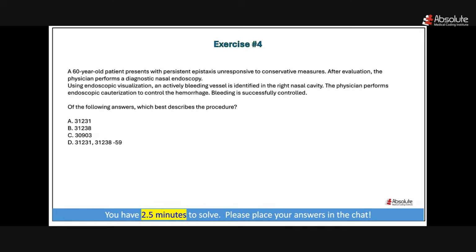Here we go. Exercise number 4. Of the following answers, which best describes the procedure? Option A 31231, option B 31238, option C 30903, option D 31231, 31238 with the 59 modifier. A 60-year-old patient presents with a persistent epistaxis unresponsive to conservative measures.